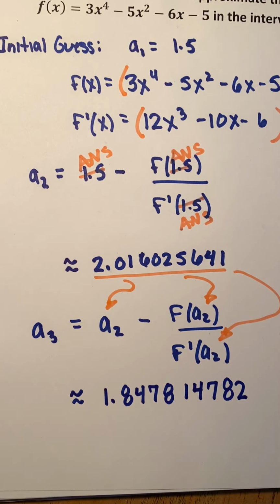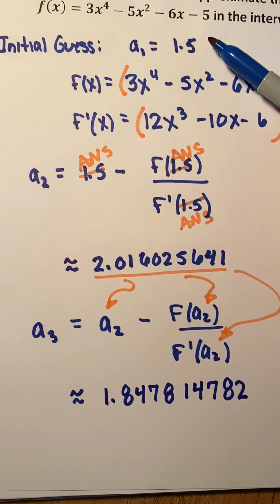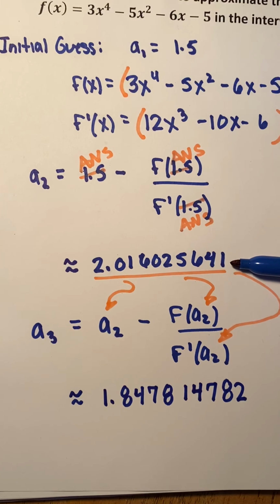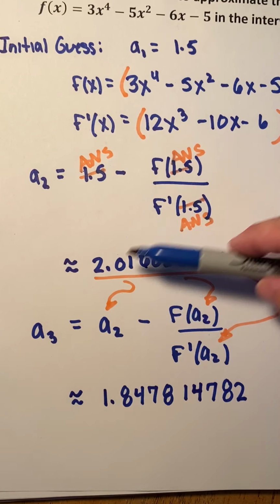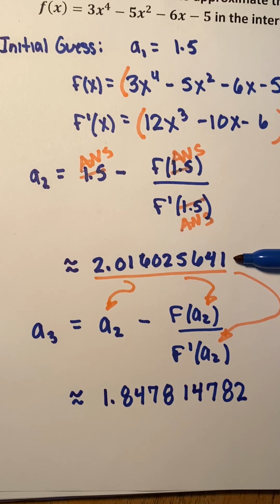The next guess at the root is 1.847814782. So my first guess was 1.5. Then it threw me slightly outside of the interval and said, nah, 2.016 is a better estimate at the root. So we use this, and this whole combination of stuff right here is finding the tangent line at that point and looking for the y-intercept of that new tangent line. And that gives us our third iterate, which is 1.84.